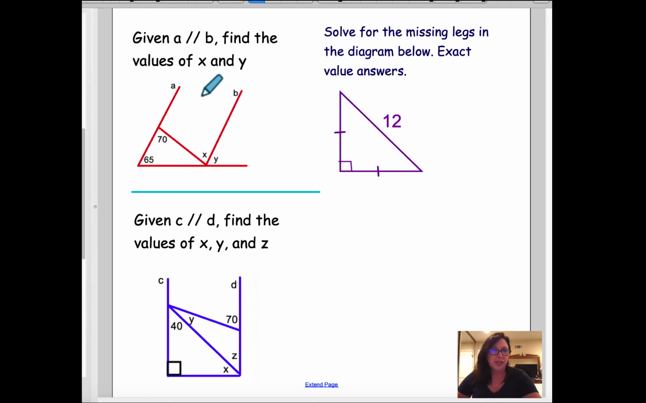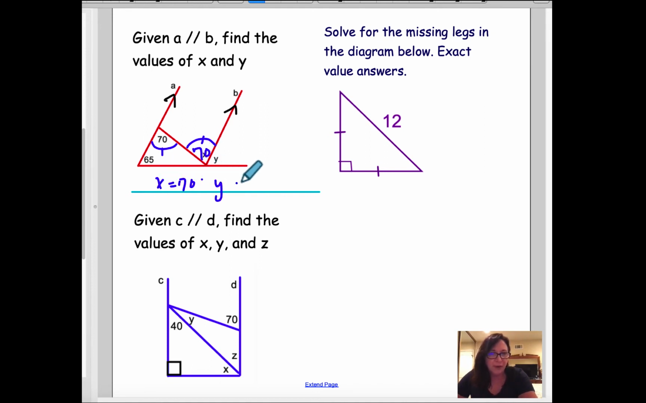The next question that you should know is, given two parallel lines, find the values of x and y. So here are my two parallel lines, and these are my two values that they want me to find. What you first need to verify is that these are parallel, which means these are what we call alternate interior angles, and they are congruent, which means x is 70. So we know that x is equal to 70 degrees, okay?